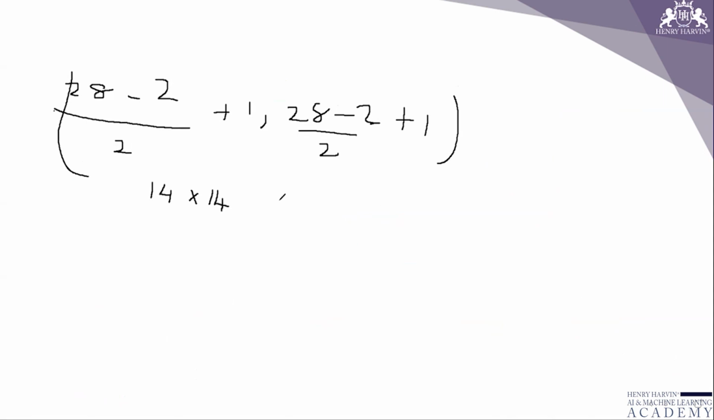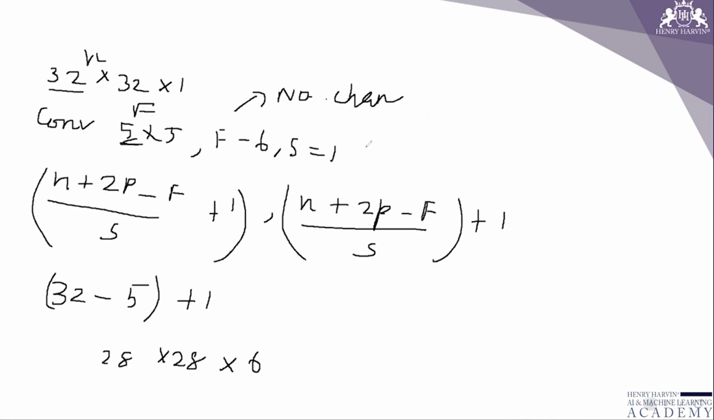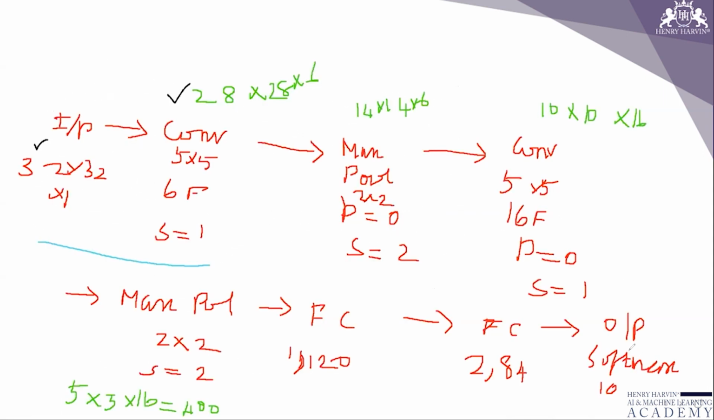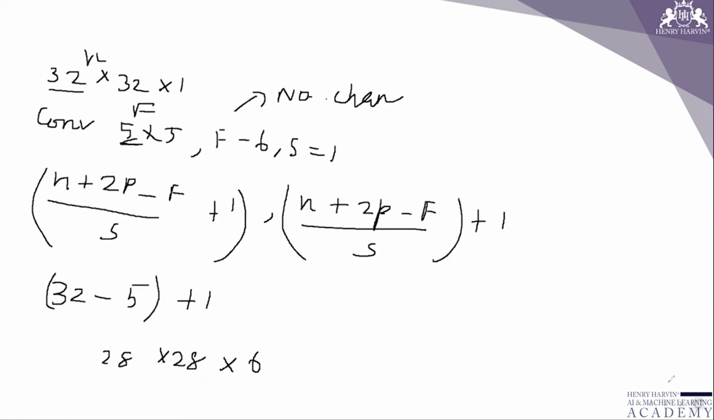What is the number of channels over there? So let us look into that. 14 into 6, right? So that's why we are getting this 14 into 6. Now this becomes the input to this convolution layer, which is 5 cross 5, and it has 16 filters, and here padding is 0 and S is equal to 1. Shall we try to solve that now?